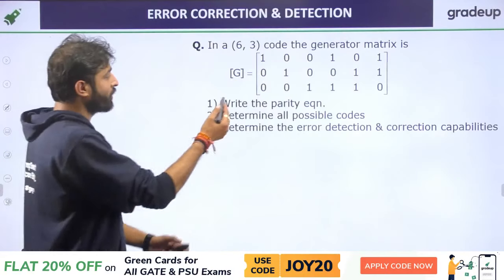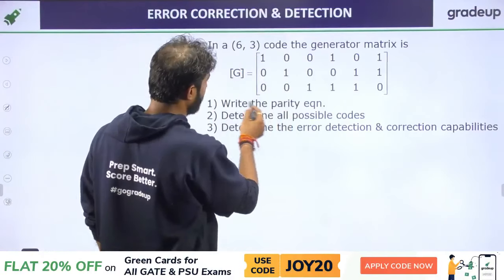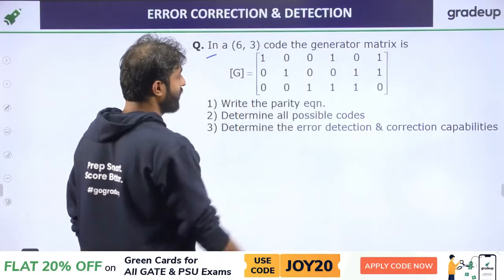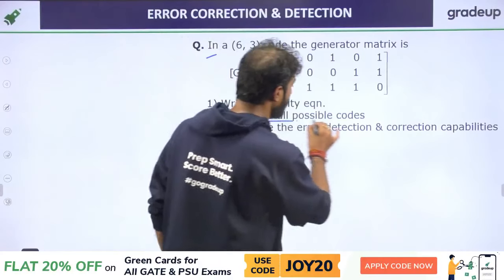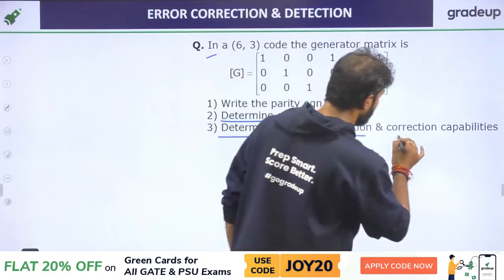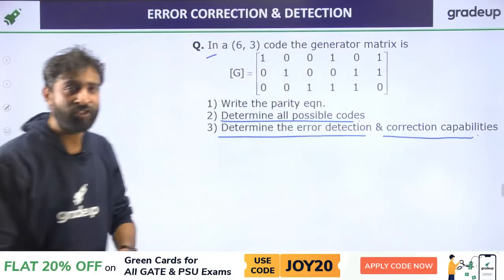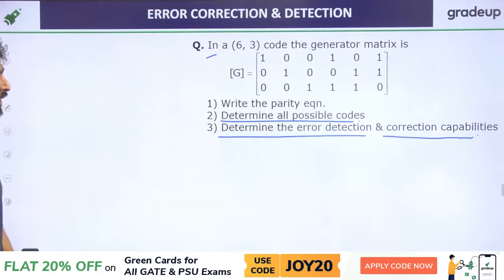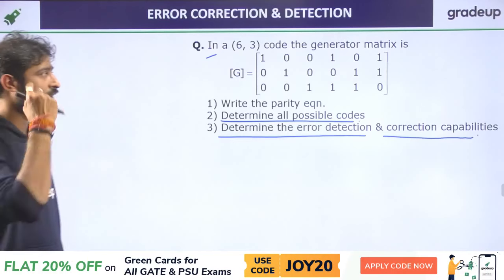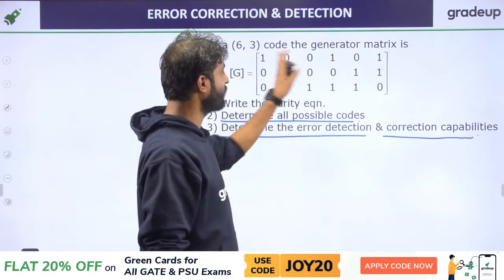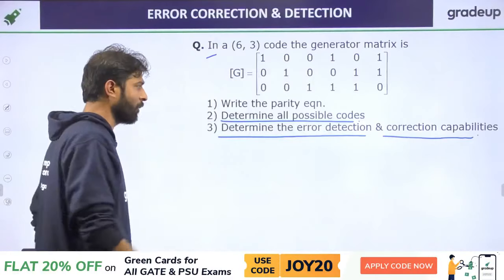Now in a (6,3) code, if there is a question where the generator matrix is given like this, determine all possible codes and determine the error detection and error correction capability. Just note down that question, right? In a (6,3) code, the generator matrix, that is the G matrix, is already given in the problem.